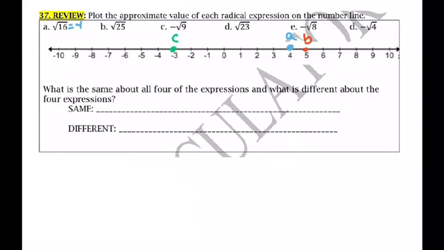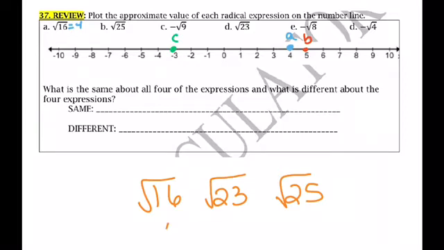Okay, now it gets a little bit harder now with D, square root of 23. I know that 23 is between the square numbers of 16 and 25. So I know that on the number line, it's going to be between the square root of 16 and the square root of 25. So it's going to be between 4 and 5. So D is going to be right in here somewhere.